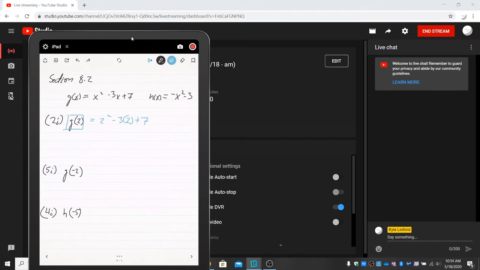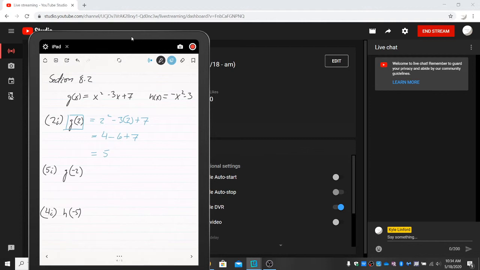So we did. And what do we get? 2 squared is a 4, minus 6 plus 7. Let's see, 4 minus 6 is a negative 2. Negative 2 plus 7 is a positive 5. And there you go. When you go to the function g and you plug 2 into it, you get 5 out.